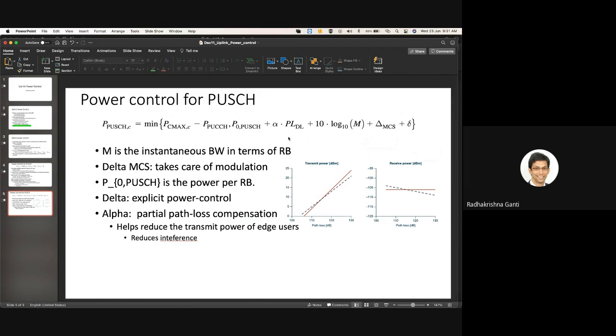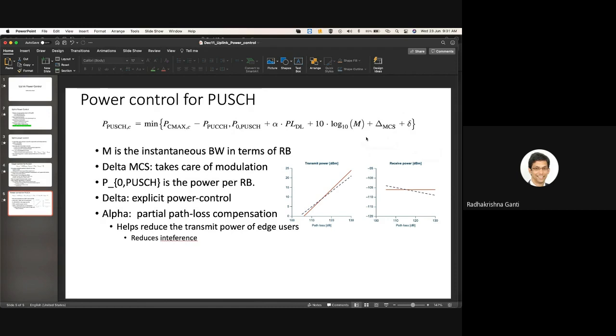A second thing that you see is, of course, delta MCS. What is delta MCS? Uplink can also send multiple formats depending upon your MCS. For example, if you are transmitting QPSK with rate half, you have a certain SNR requirement. On the other hand, if you are transmitting 64 QAM, you have a different SNR requirement. Similarly, for 256 QAM, you have a different SNR requirement. So this delta MCS depends on the particular modulation and coding scheme that you use. This is called the correction factor, delta MCS. It is very similar to the delta format here.